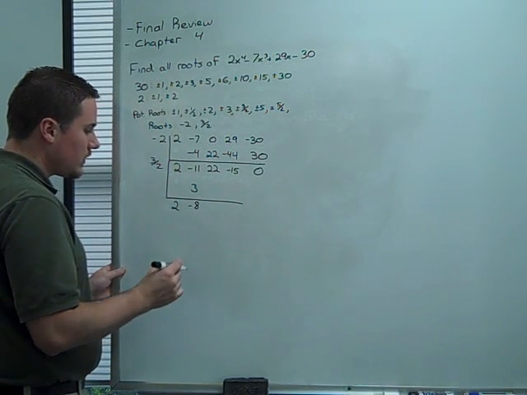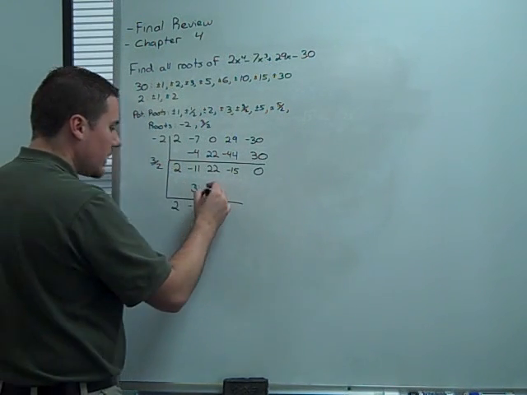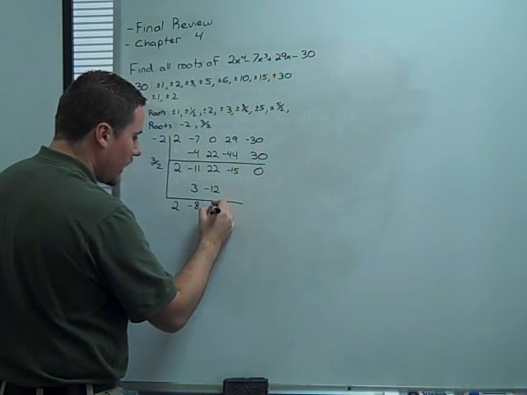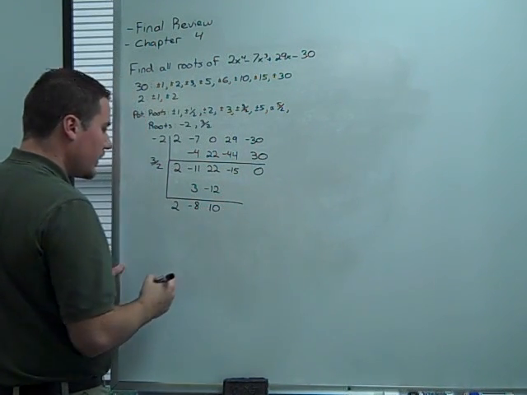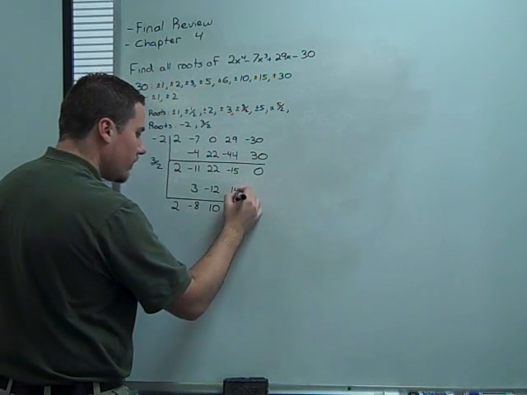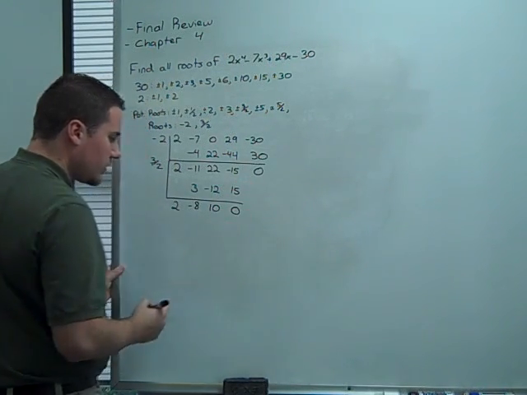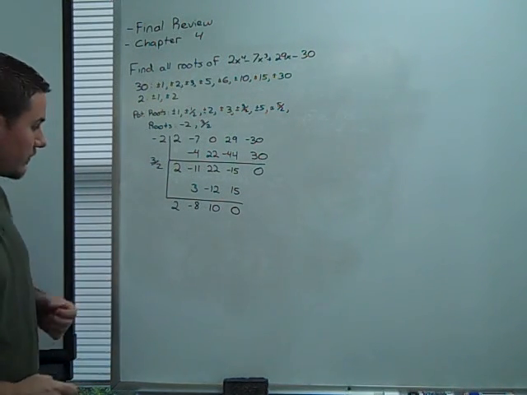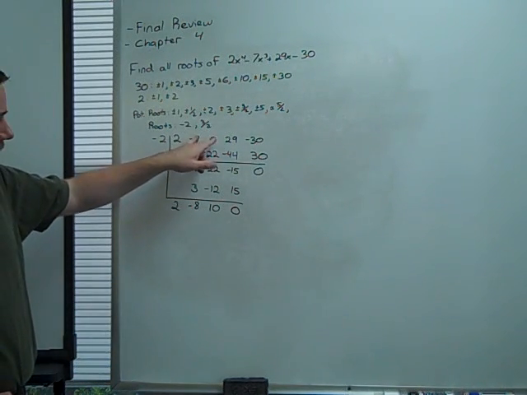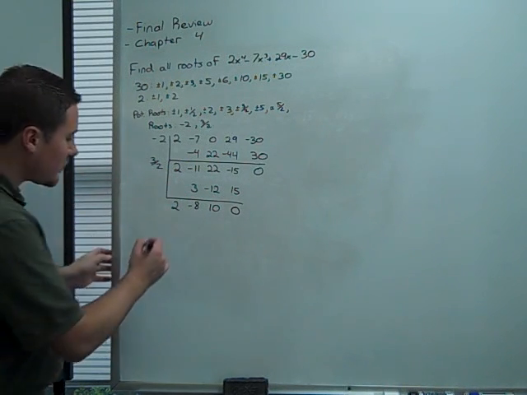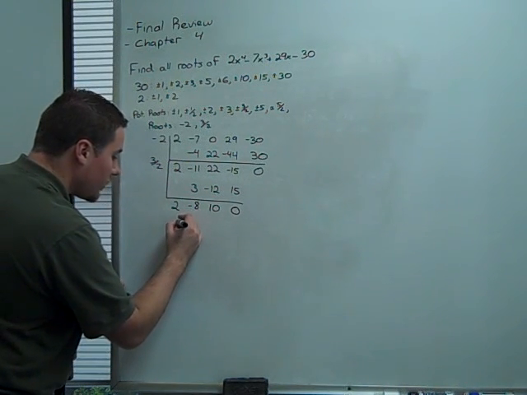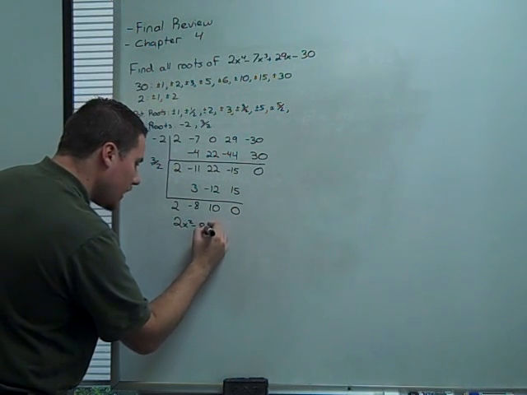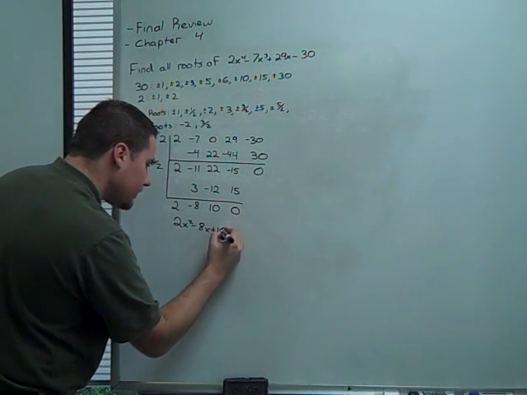3/2 of that is 3 times negative 4, which is negative 12. 22 and negative 12 is 10. 3/2 of that is 15, which gives me 0. So again, I'm confident that 3/2 is in fact a root. And like I said, we're decreasing in power. So this right here represents the polynomial 2x squared minus 8x plus 10.